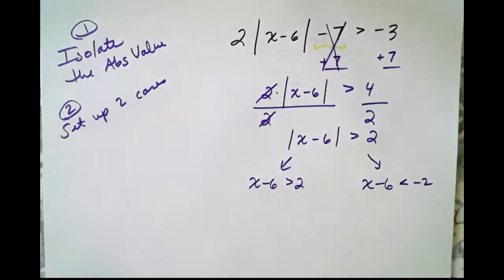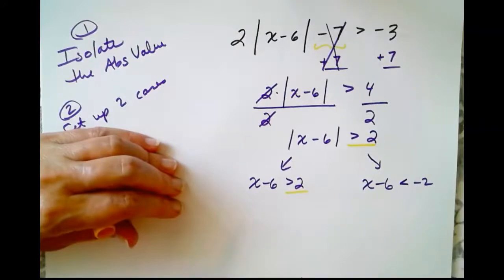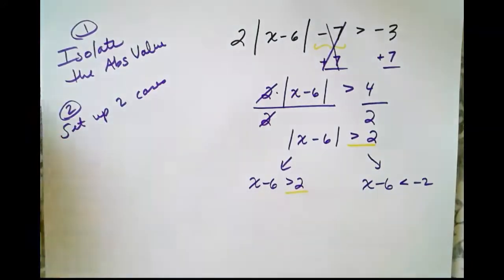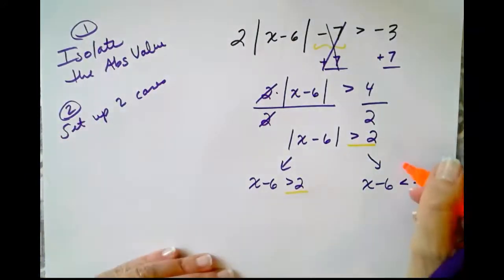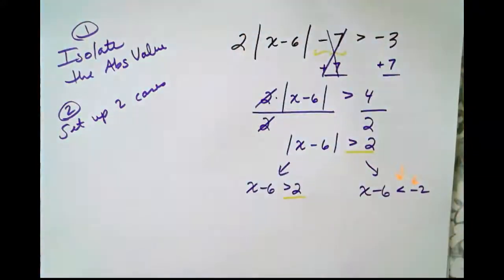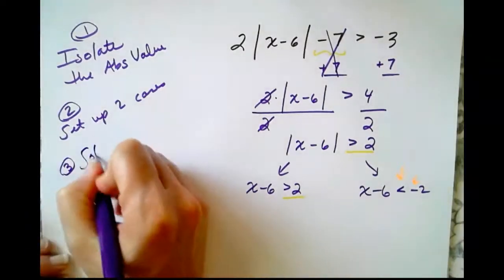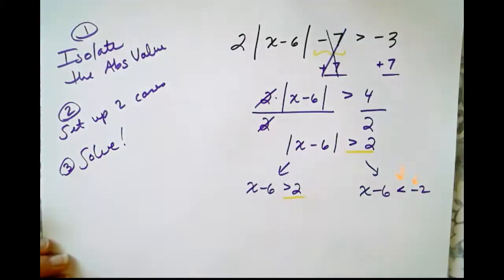Once again, focus on what's changing. The positive case is greater than 2. It does not change. But the negative case flips the sign and changes the sign on the number. Both of the signs change. It's kind of like the opposite of is what's happening here. So, step 3, solve. Solve the inequalities.